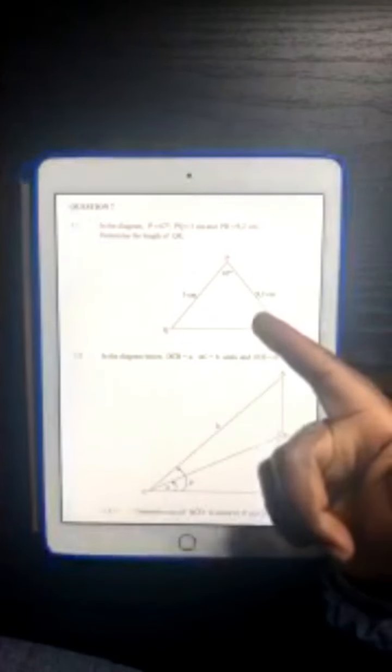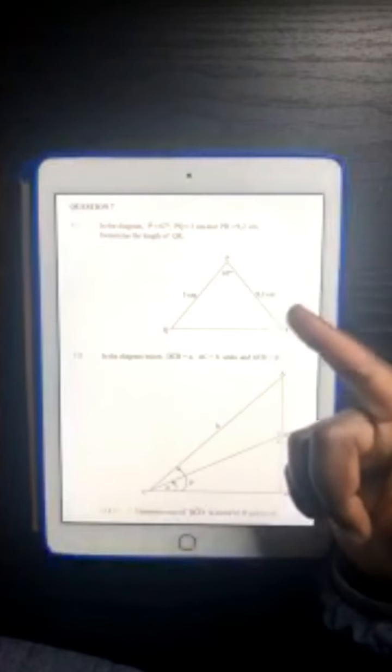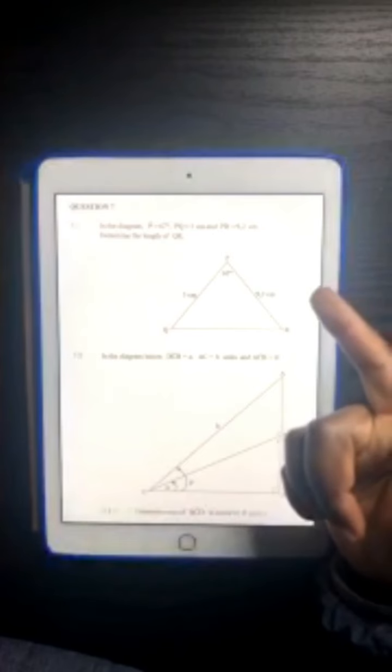Is this a right-angled triangle? No. So if the answer is no, then whatever side you can calculate, you either use the sine or the cosine rule. You read the statement, and based on what the question wants, you will know which rule to use. In the diagram, angle P is 67, PQ is 3 centimeters, PR is 9.2 centimeters, determine the length of QR. Can someone indicate if they can answer that? And which rule are you going to use?